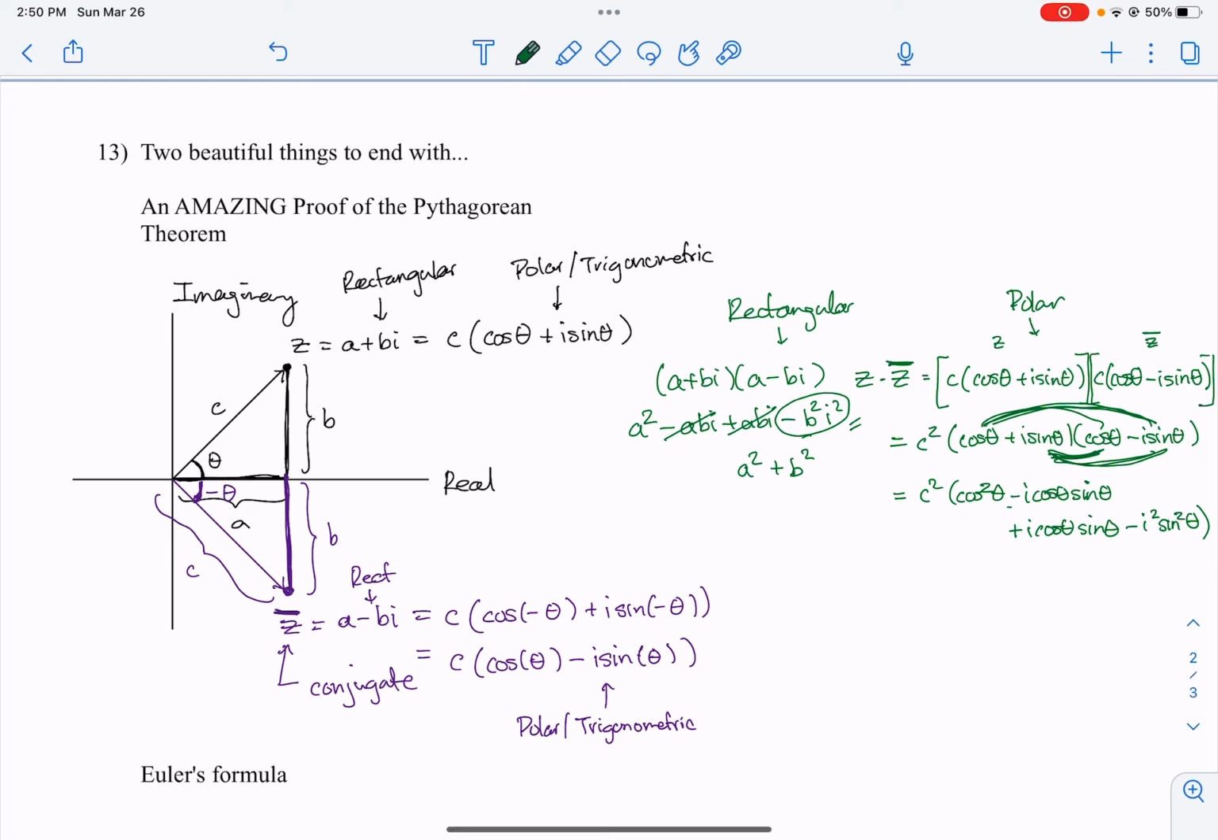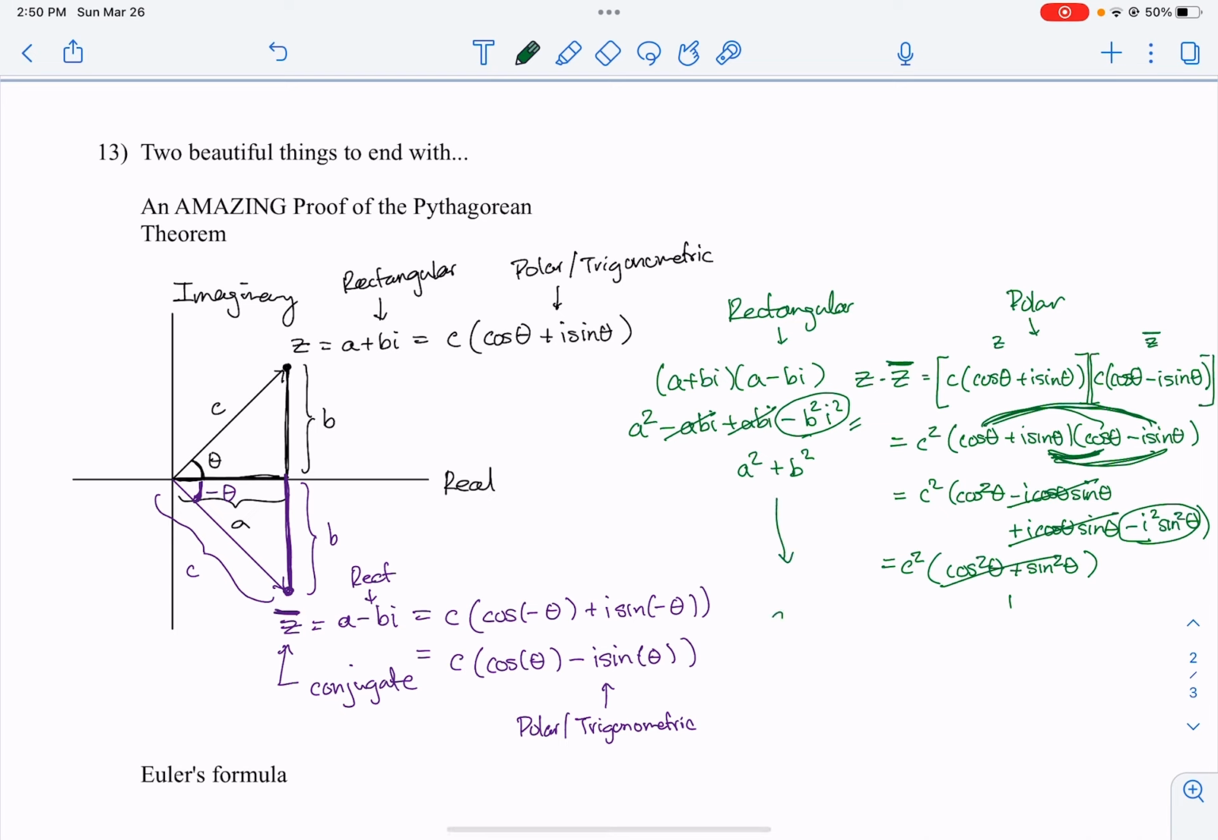Now if you notice, the middle terms cancel. So we're left with c squared times cosine squared theta. And what does this minus i squared sine squared turn into? It's going to turn into plus sine squared theta. Negative i squared turns into positive 1 because i squared is negative 1, and we have another negative there. And what does cosine squared plus sine squared turn into? That turns into 1.